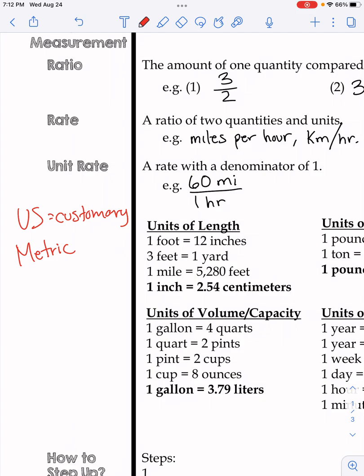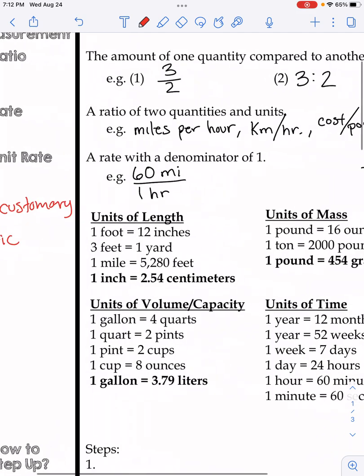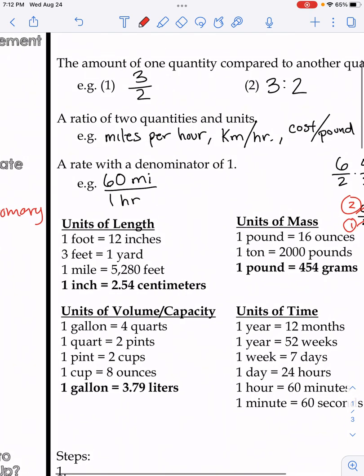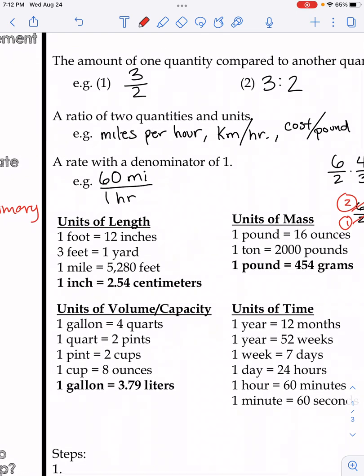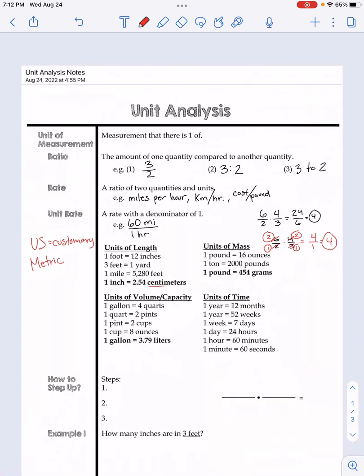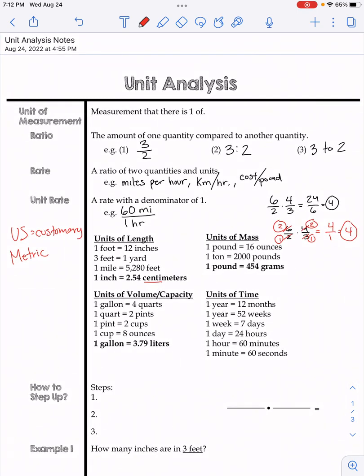And metric deals with base 10. So let's say centimeters. There's 100 centimeters in a meter. There's 10 millimeters in a centimeter. There's 1,000 meters in a kilometer. So those things are nice because they're either 10 or 100, depending.